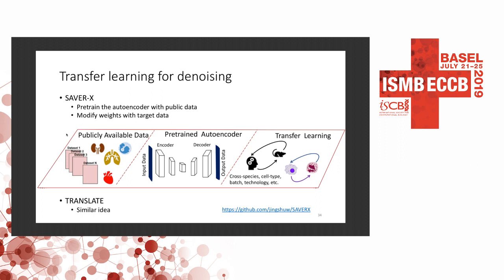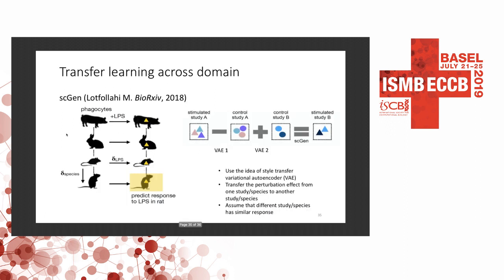Because the autoencoder is a highly over-parameterized model, how you initialize the model, your optimization, actually matters. Transfer learning means that you use your public data to get a good initialization when you optimize the autoencoder with your own data. And this other method has a similar idea. For details, you can look at the paper. And transfer learning is not just used for denoising. People are trying transfer learning also in other types of problems.